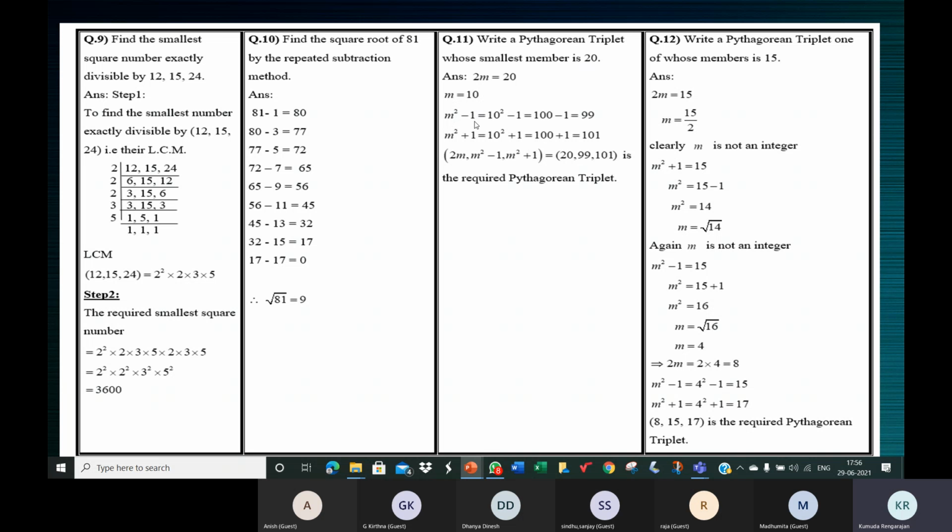Now let's find m square minus 1. So 10 square minus 1, 100 minus 1, 99. Similarly, m square plus 1: 10 square plus 1, 100 plus 1, 101. These are the members, 2m, m square minus 1 and m square plus 1. 2m is 20. Don't take m, not 10, 2m. So 20, 99 and 101 is the required Pythagorean triplet, where the smallest member is 20.